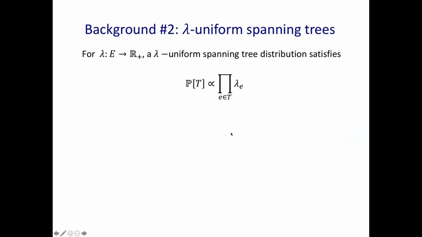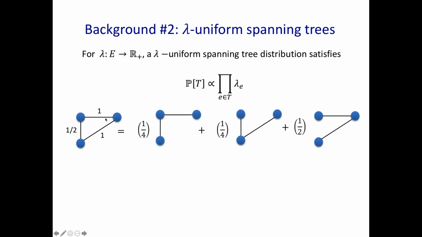Okay, so the second piece of background: a spanning tree distribution is lambda uniform if every edge has weight lambda_e, and the probability of a spanning tree is proportional to the product of the lambda_e's in its edge set. So for example, the graph on the left with lambdas 1, half, 1, and 1 would yield the following distribution, with the last tree being the most likely since it has the largest lambdas.